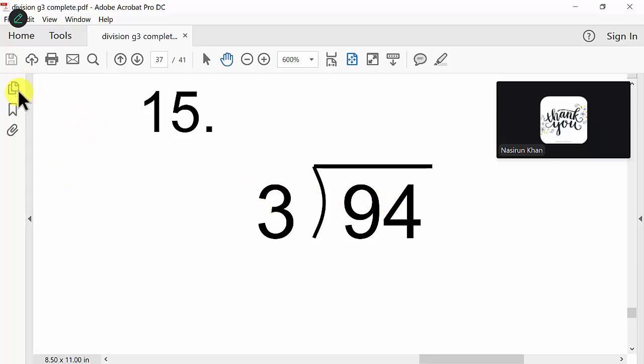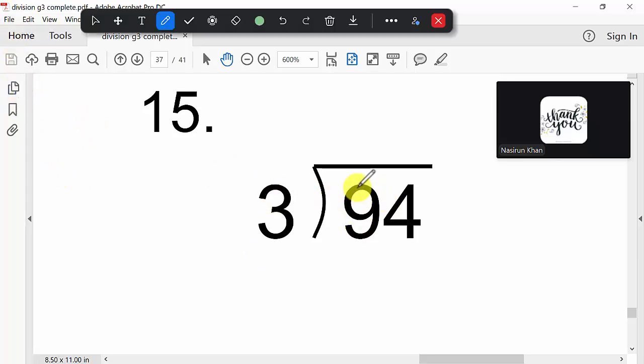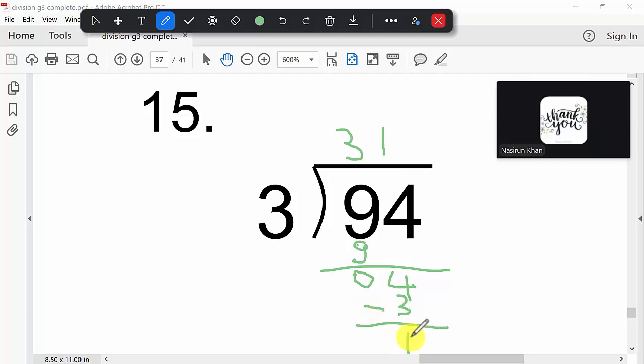94 divided by 3. Let's do the first number, number 9. 9 divided by 3 is 3. 3 times 3 is 9. And then there's nothing, or 0. Now we drop number 4. 4 divided by 3 is 1. 1 times 3 is 3. And then we subtract here. The answer is 1, the remainder. So 31, remainder 1. Or we can also write 31 and 1 per 3.